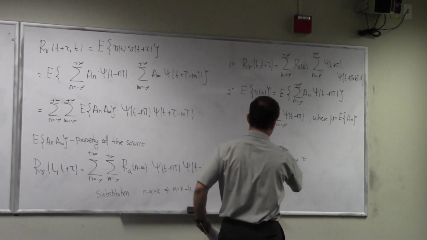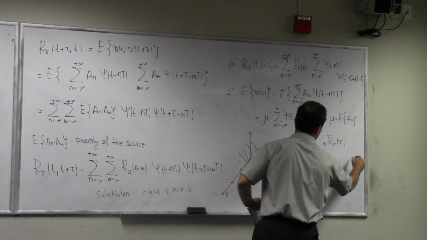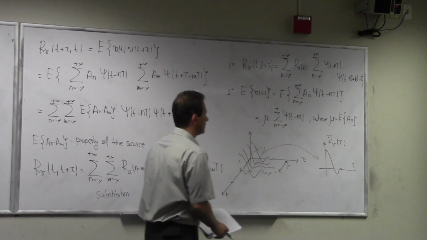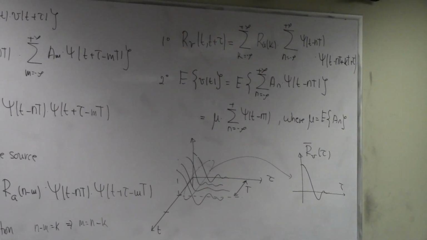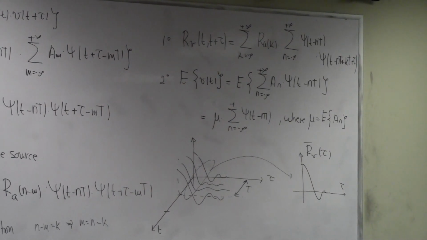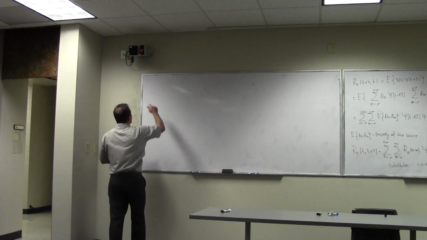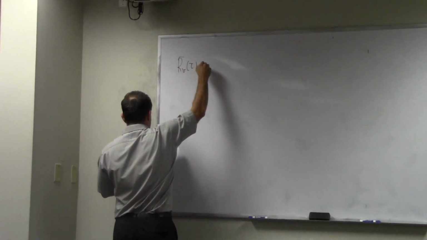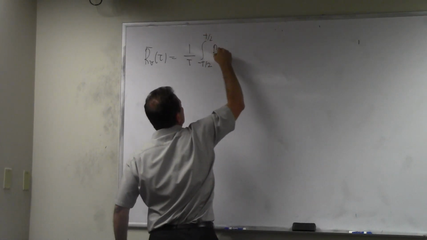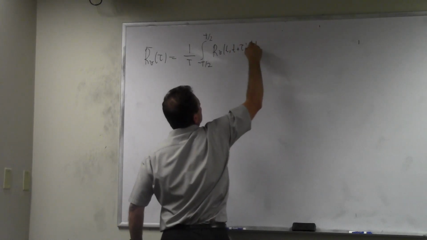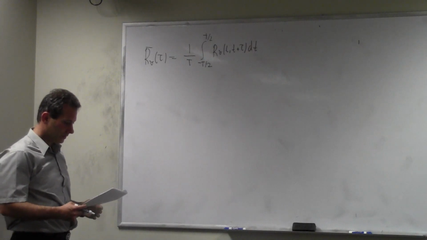So these autocorrelation functions are going to be averaged into some autocorrelation function, R_V of tau, that looks like this. So how do I do that? R_V average of tau is going to be 1 over T, integral from minus T over 2 to T over 2, R_V of t plus tau dt, right? This is how I average everything. I take the integral and then divide by the duration of the integration.